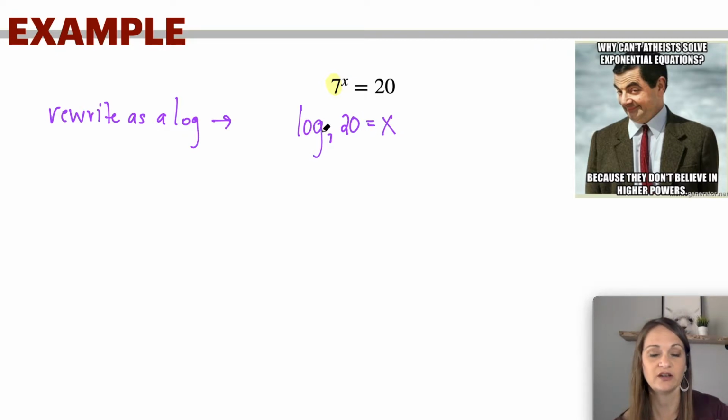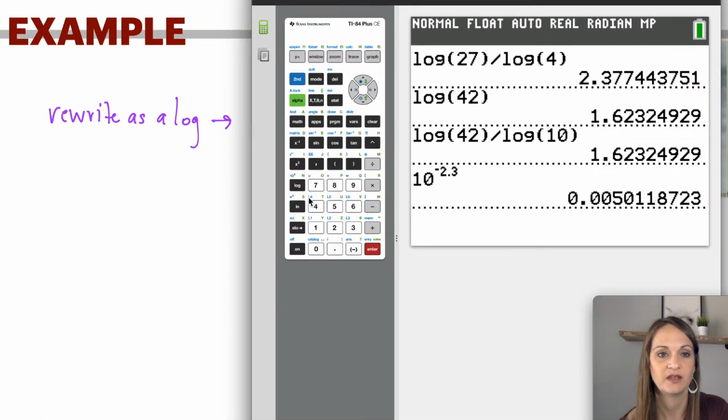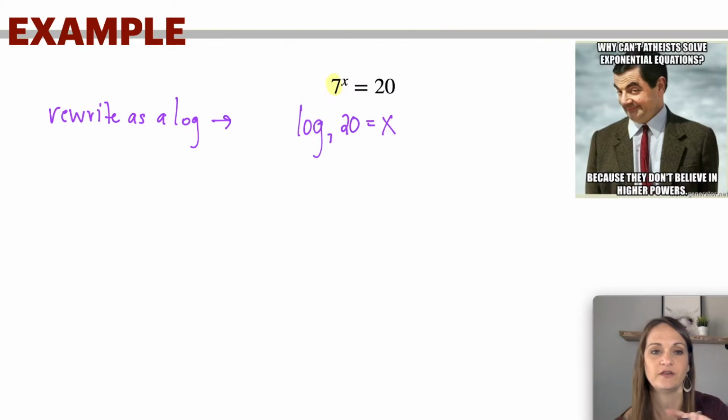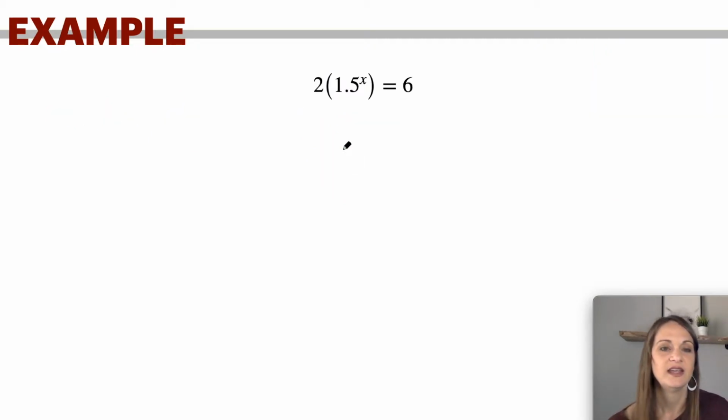So in your calculator, all you have to do is figure out what is log of 20 with base 7. So you would do log 20, you would do a change of base, divided by log of 7. And your answer is 1.5. If you round it, it'd be 1.54. And you are done.